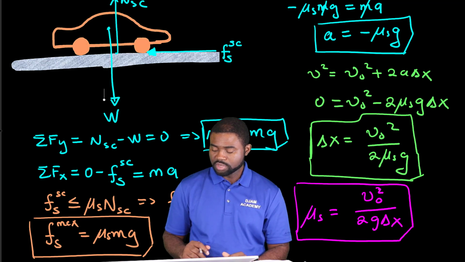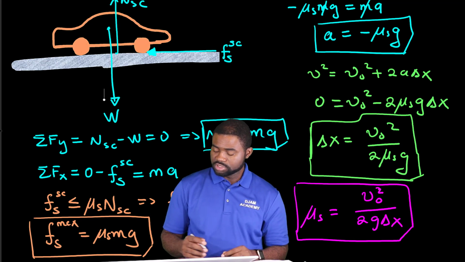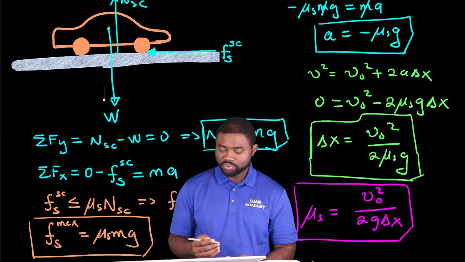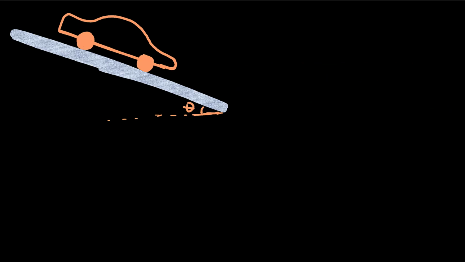Now, what about the stopping distance downhill? In order for us to determine the stopping distance downhill, we still have to calculate its acceleration downhill. And to do so, we have to start first by doing our free body diagram. A free body diagram is a diagram that only shows the forces exerted on the system. It does not show the forces exerted by the system. Our system in this case is the car decelerating downhill.